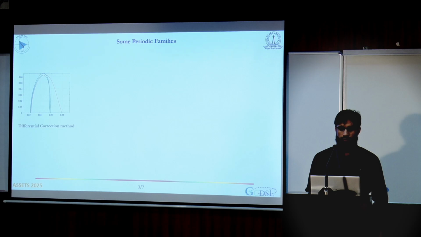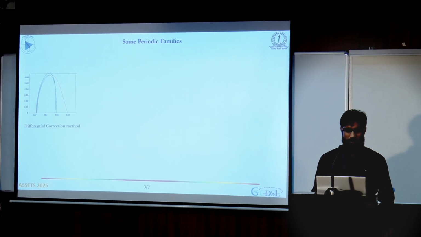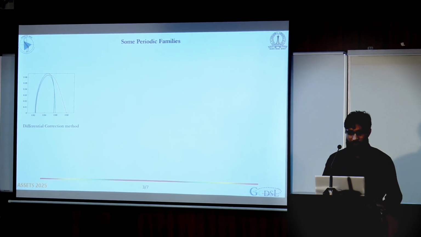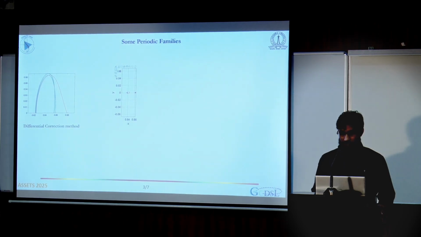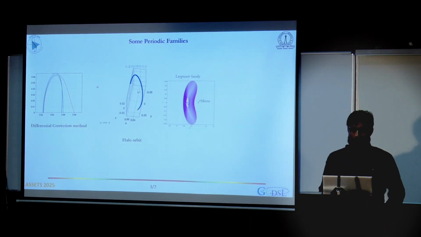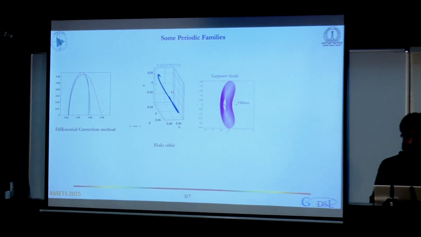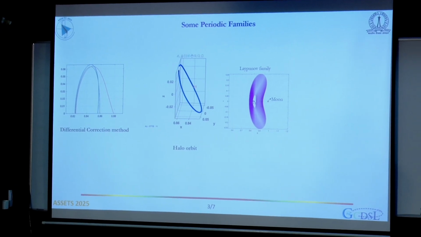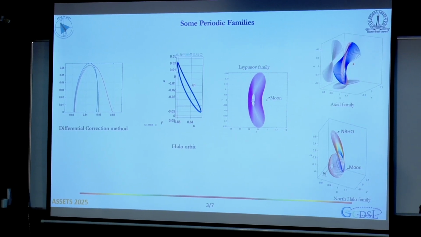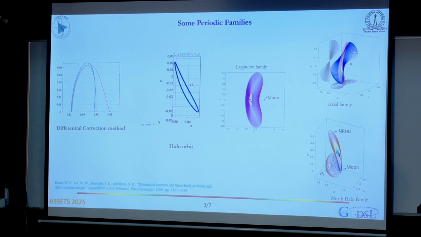So if we linearize this nonlinear dynamic model about the Lagrange point and use the differential correction method, we will get the periodic orbits, for example, halo orbit, and with the variation of some parameter, we can get a planar family known as the Lyapunov family, from which axial and halo families bifurcate.